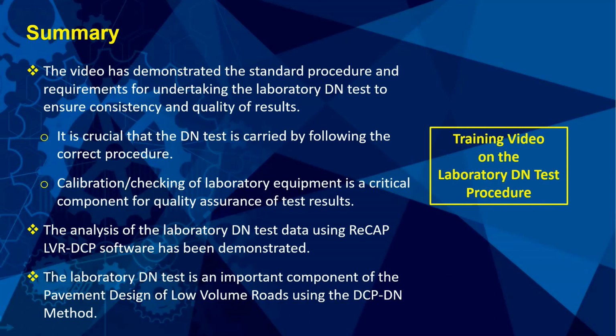In addition, calibration and checking of laboratory equipment is critical for achieving quality-assured test results. By following the guidance provided in the video, designers should be in a good position to ensure that the outputs of the laboratory DN test are reliable and can be used with confidence as an input to the low-volume road pavement design process as described in the DCP Pavement Design Manual.